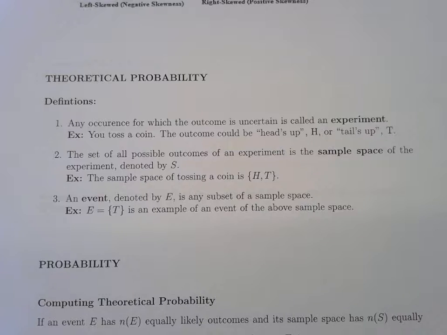It says any occurrence for which the outcome is uncertain is called an experiment. Example, you toss a coin. The outcome would be heads up, which we normally denote as H, or tails up, which we would denote as T.